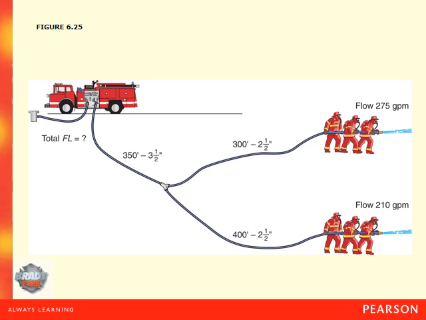So the total friction loss equals the friction loss in a 3.5 inch line plus the friction loss in the 300 feet of 2.5 inch lines. We add it all up together and we get a grand total of 73.37 psi.